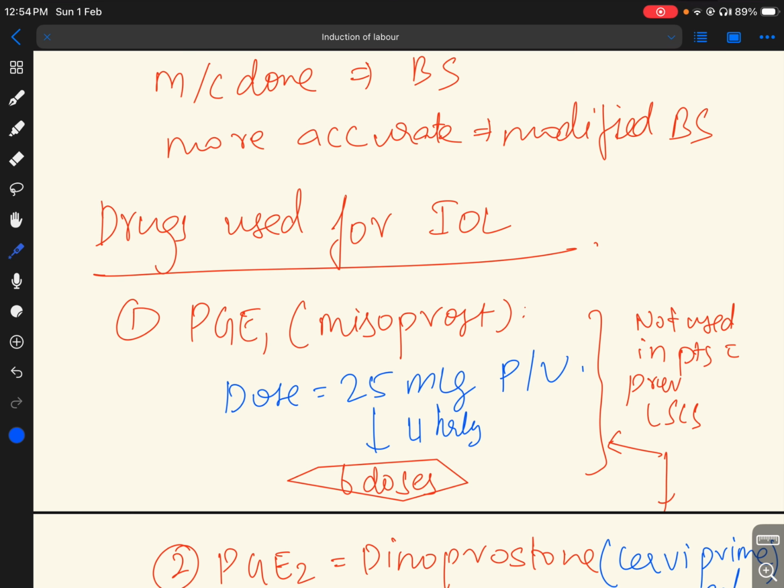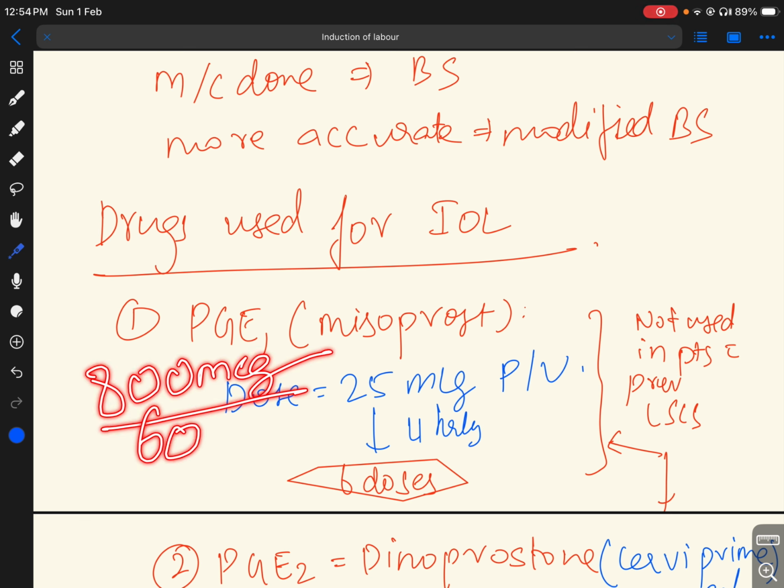What is the dose in case of postpartum hemorrhage? It is 800 micrograms. What is the dose in case of active management of third stage of labor? It is 600 micrograms.